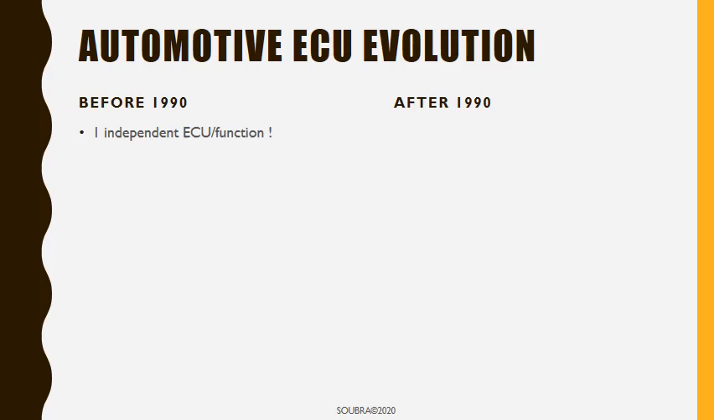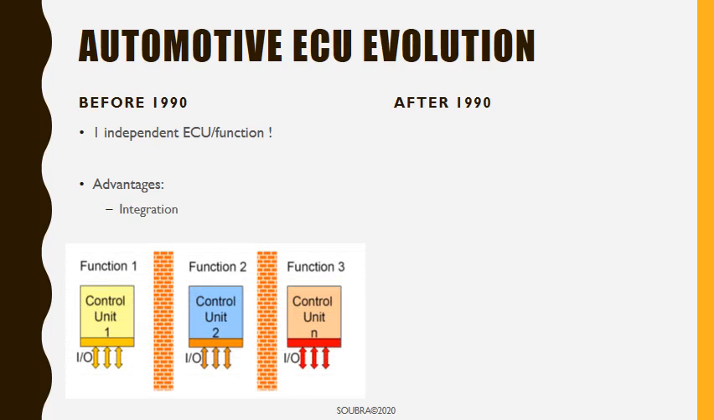So before 1990, we had one function or task per ECU, and this means that it was easier to integrate. However, we can see that there's a problem because it feels like there's a wall between the different ECUs, and hence the different functionality that could exist in a car. Fair enough. So where's my pointer? I cannot see my pointer anywhere, and here it is. Right, so you can see that it's one function, one ECU.